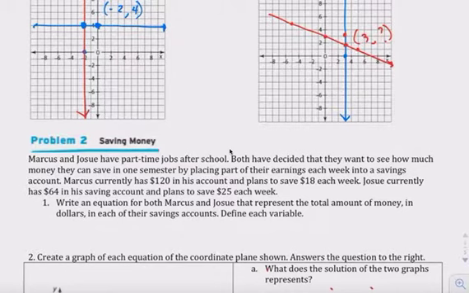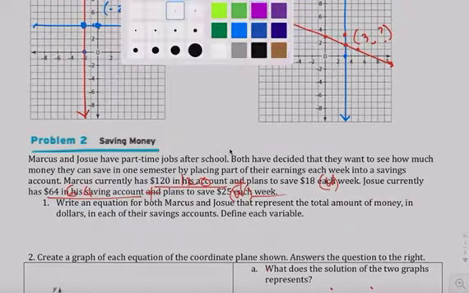Marcus currently has $120 in his account. So Marcus is 120 plus, and plus means plan to save $18 each. Each means times the number of weeks. Josue currently has $64 in his savings account. So $64 and plus, plan to save $25 each. Each means times the number of weeks, because here's the word week. Write both equations for Marcus and Josue.